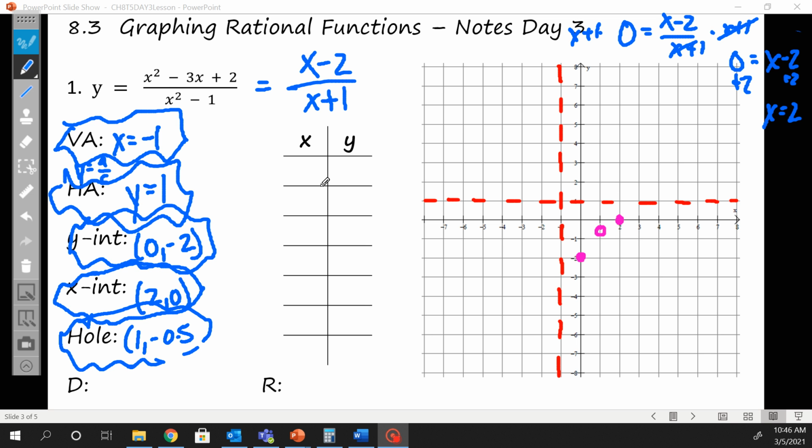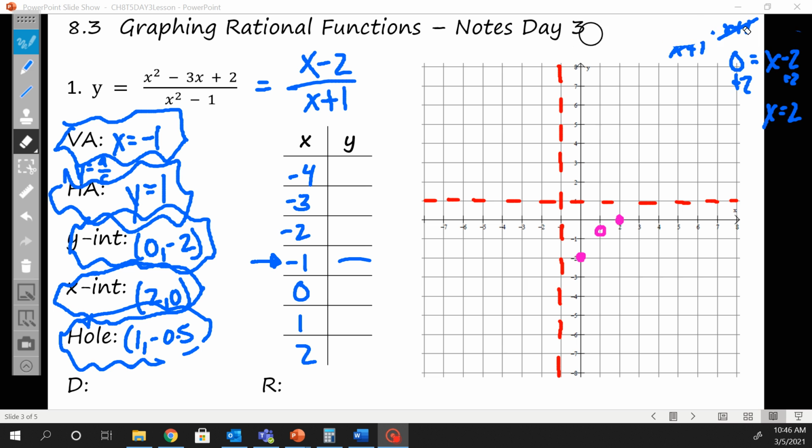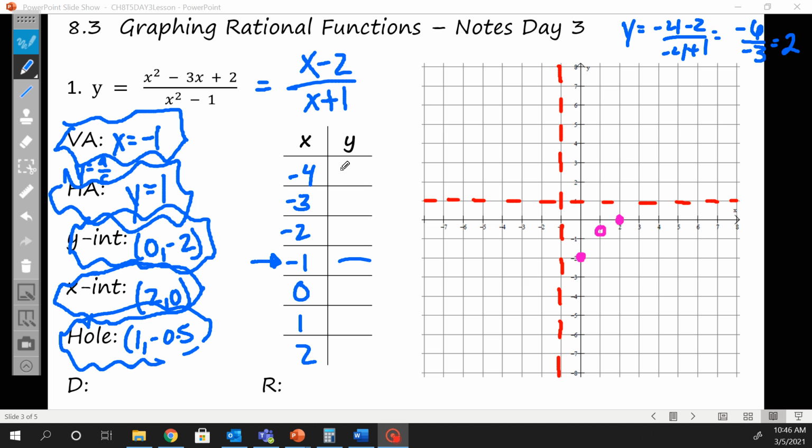All right, so now in the middle of our table will be the vertical asymptote, which is negative 1, and it's not defined. To the left of that is negative 2, negative 3, and negative 4. To the right of that is 0, 1, and 2. We want to plug in all of these values into the simplified form to graph it. All right, so let's start with negative 4. So negative 4 minus 2 over negative 4 plus 1, which is negative 6 over negative 3, which is 2.